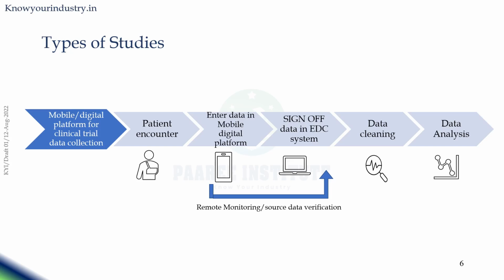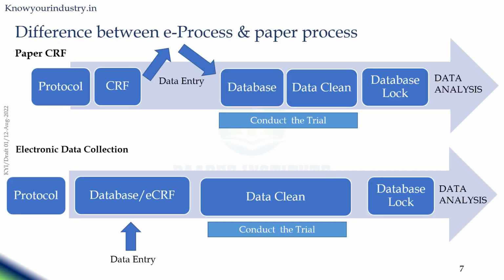Post that, the monitor is going to verify the data against the source which is available. That process is called source data verification or remote monitoring process. Post this process, the data is cleaned and sent for analysis. Now let us see what is the difference between e-process and paper process. E-process is nothing but the EDC process, and paper process is also called entry into a paper CRF.